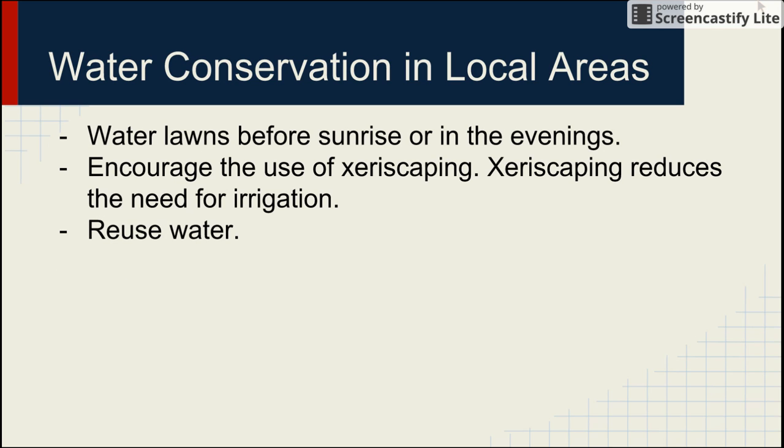To ensure that water is being used efficiently, residents should water lawns before sunrise or in the evenings or practice xeriscaping. Xeriscaping reduces water use in the gardens by introducing drought-tolerant plants. Also, a lot of the water can be reused to water plants.